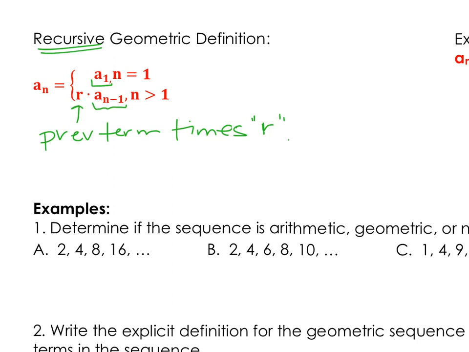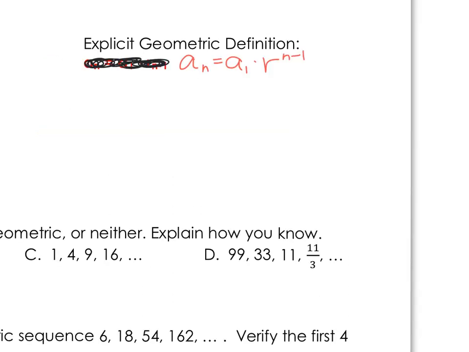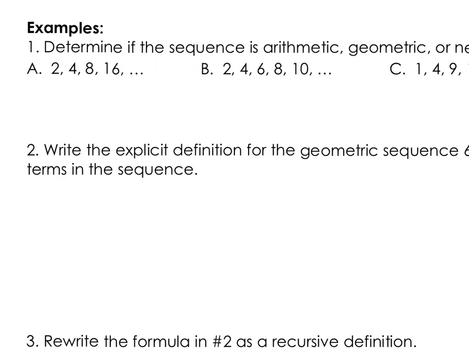Over to the right, let's look at the explicit formula. This is the one we'll use more often. The explicit geometric definition just has those two parts, a sub 1 times R to the n minus 1 power. The unique thing about this definition is that it's an exponential equation. And anytime we work with exponential functions, we're going to have to be careful in our process. Let's take a look at some examples.